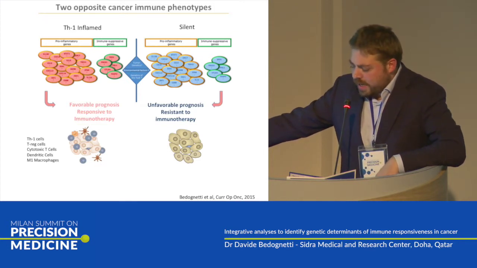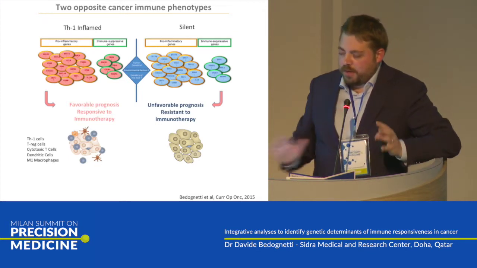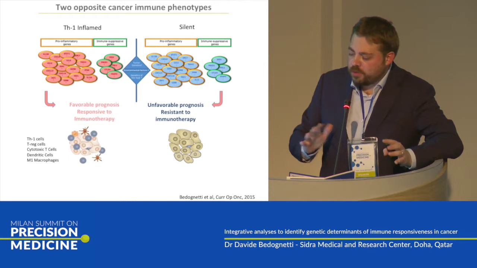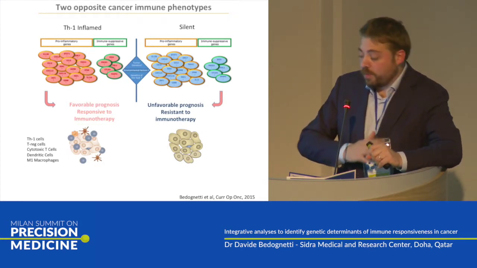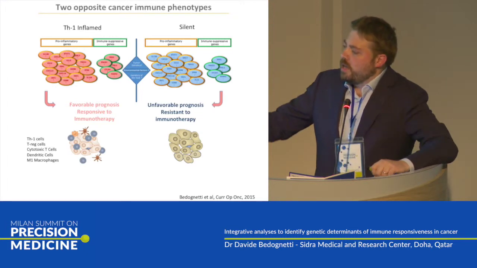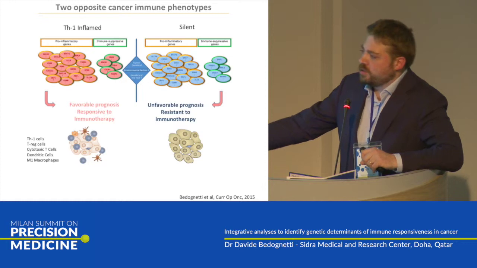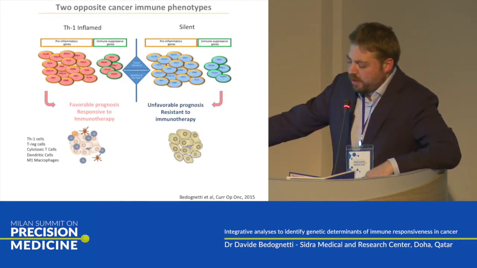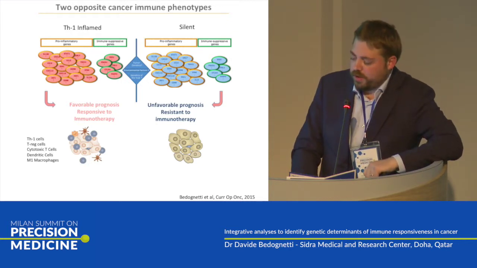So having said that, the critical question is why some patients or some tumors develop one phenotype and some patients' tumors the other. Of course, this is an oversimplification. Immunology is not black and white. There are levels of gray, but the opposites are these two phenotypes.